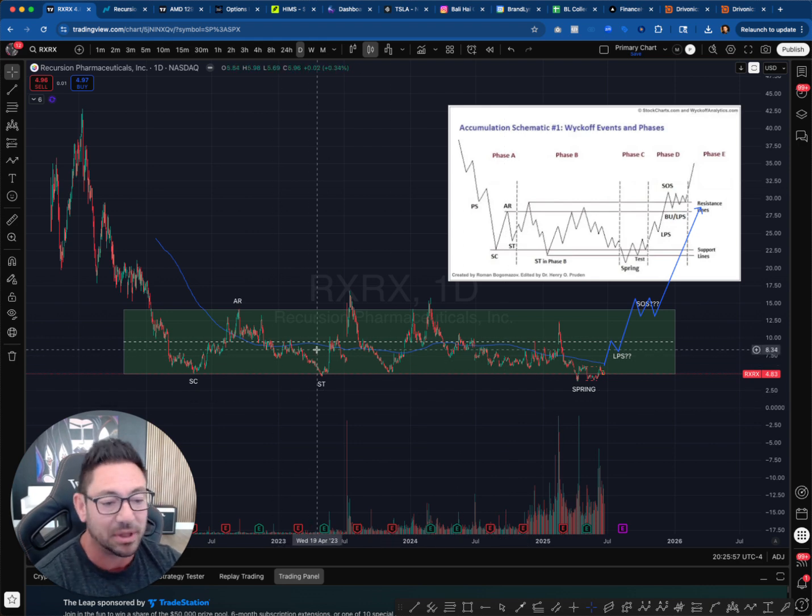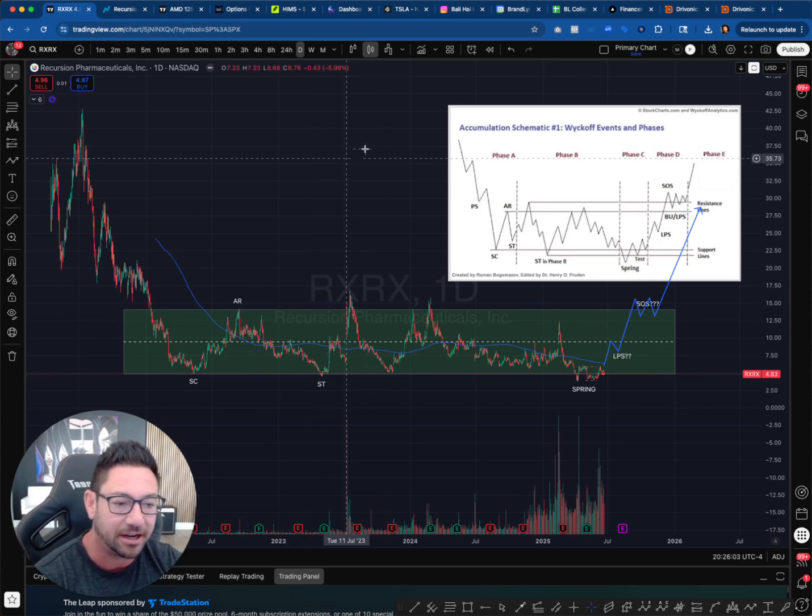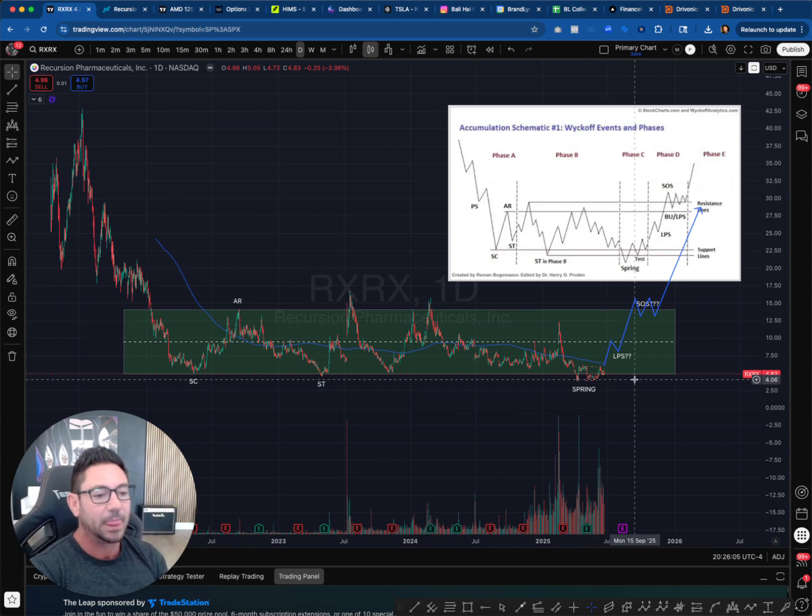But you'll see this play out over time on various charts, both on the accumulation side as well as the distribution side.